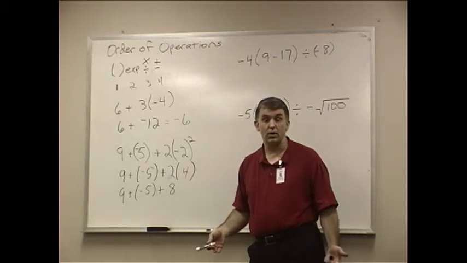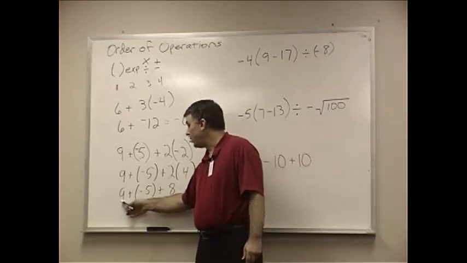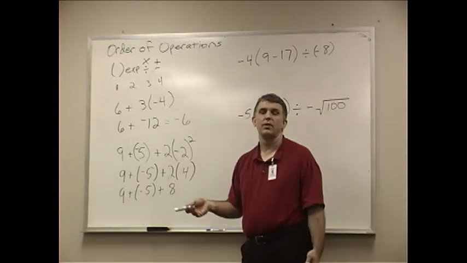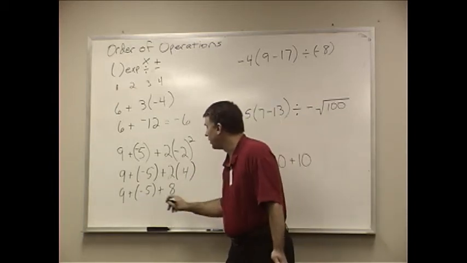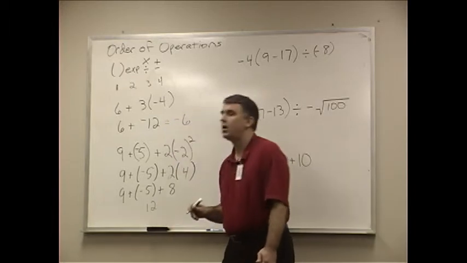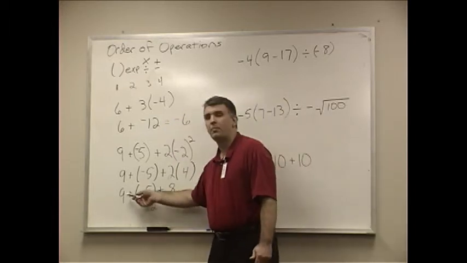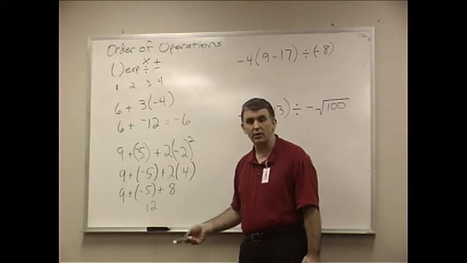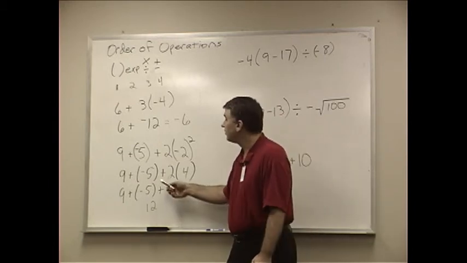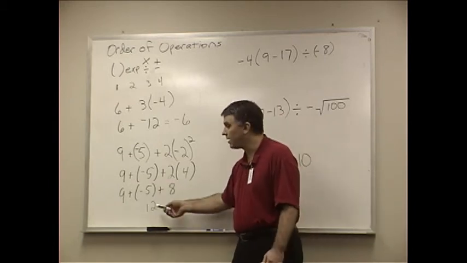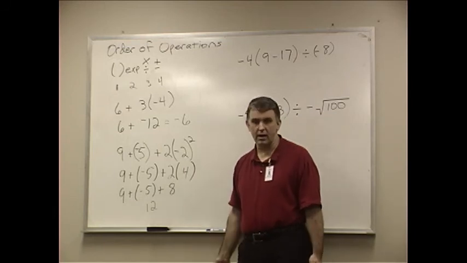Now adding you can do in any order you want. So some people are going to do 9 plus -5, and they're going to get 4. 4 plus 8 is 12. Other people are going to go ahead and add the positives first. 9 plus 8 is 17. 17 plus -5 is 12. You'll get to the right answer either way.